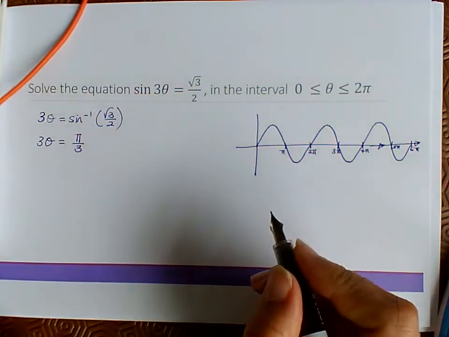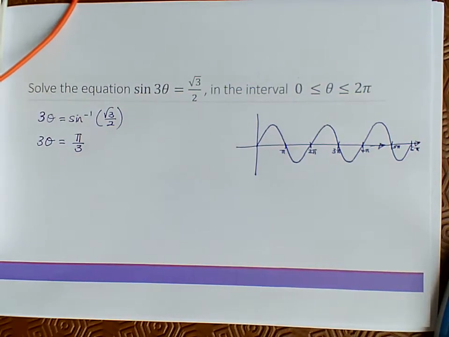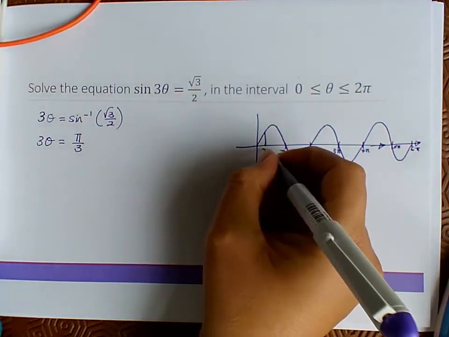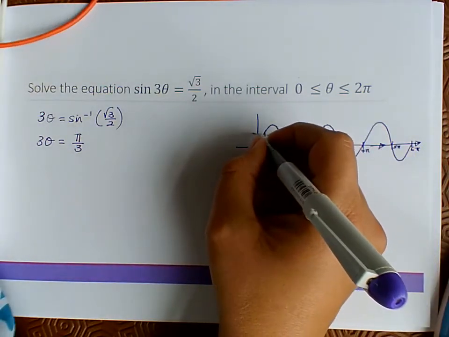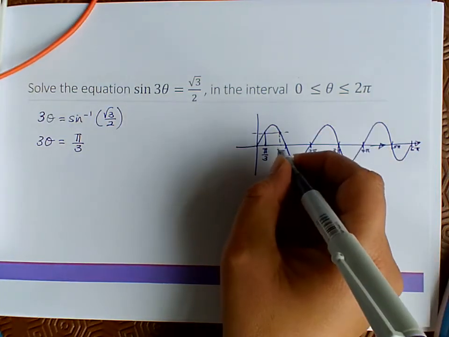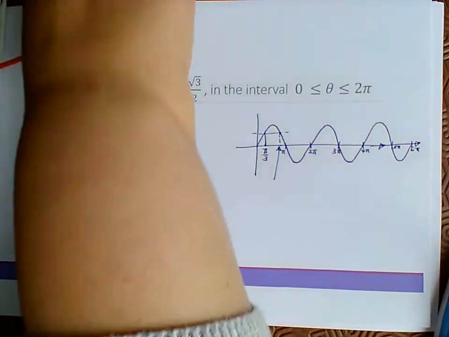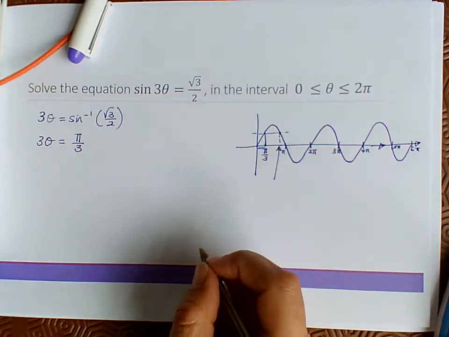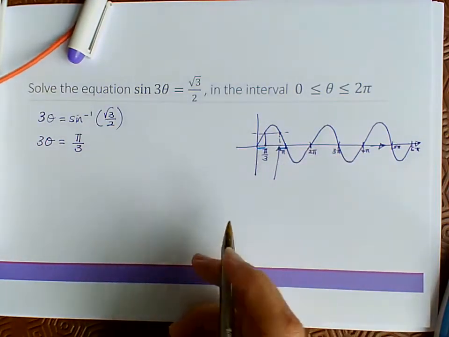Pi over 3. Now, if you're struggling to imagine that, remember pi is 180. Lots of students go back and convert. So that there is pi over 3. That also has another one just here, and we need to work out what that one is. Well, if that distance there is pi over 3, then this distance here must equally be pi over 3.